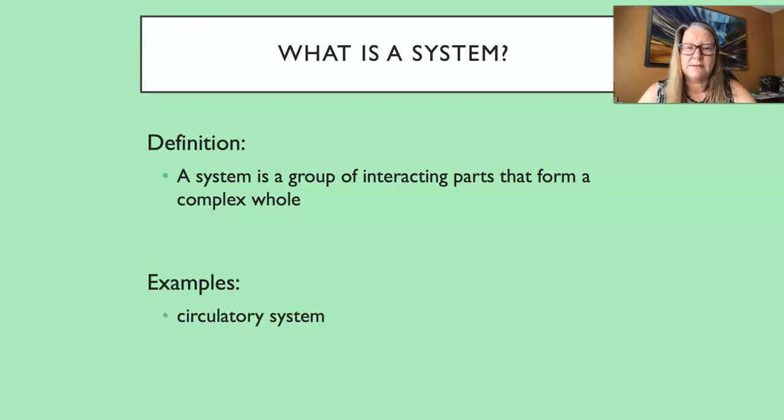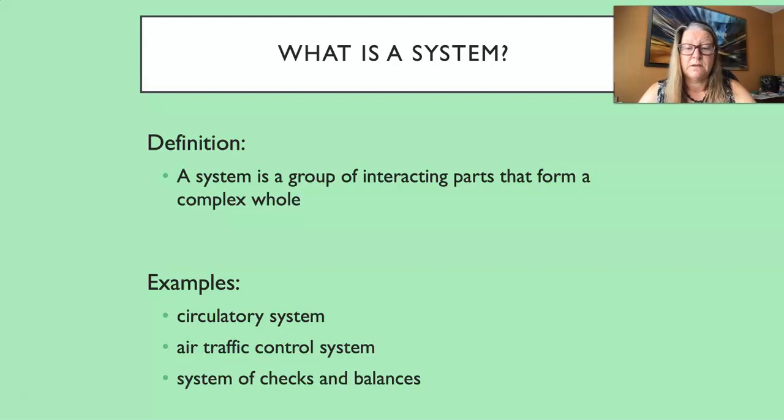The circulatory system. This is a system in your body that involves your heart and your blood vessels, and it pumps blood through your body. The air traffic control system. This is a system that involves people and a bunch of instruments that keeps planes taking off and landing and traveling through the air safely. System of checks and balances. This is a system devised by our U.S. government that keeps our 3 branches of government from abusing their power.